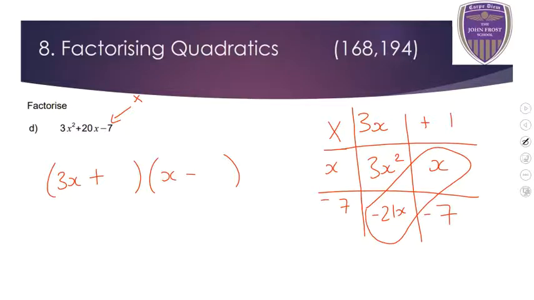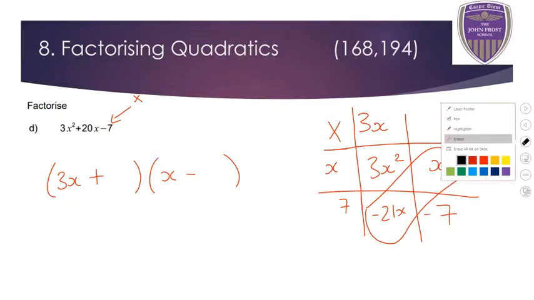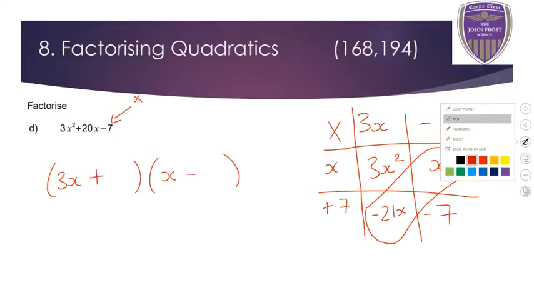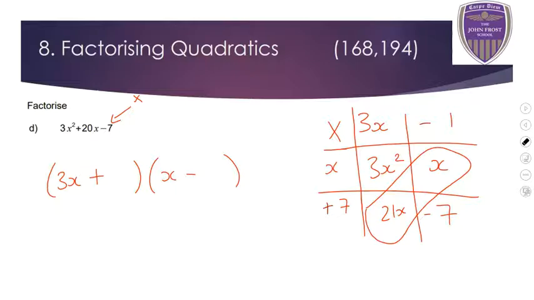Okay. So what we may have to do though is, what you should notice is minus 21 plus x gives you minus 20. We want plus 20. So let's just swap the symbols around. It is just a little bit of trial and error. But figure out the numbers first, and then just have a play around with what the numbers would be.